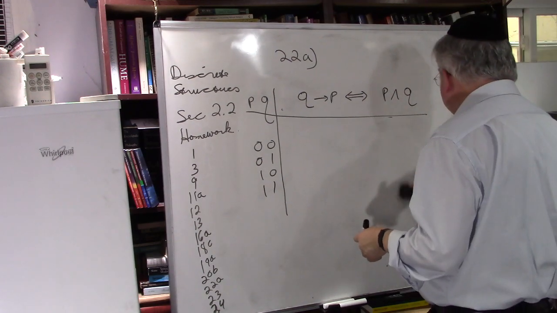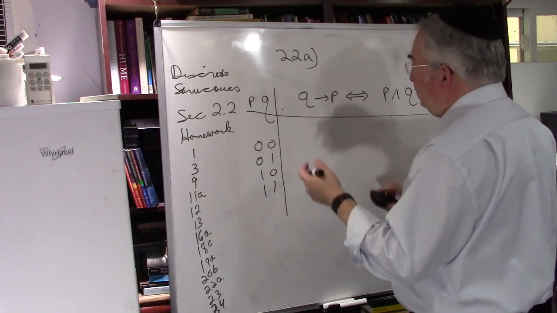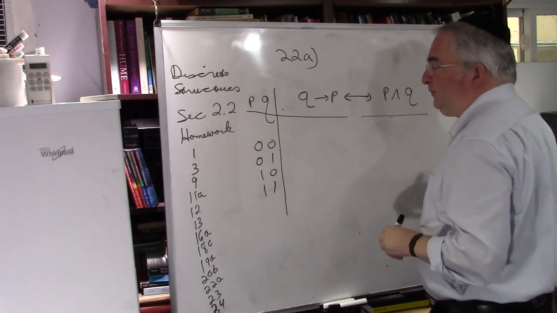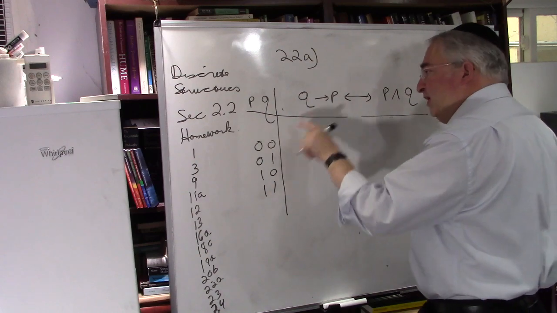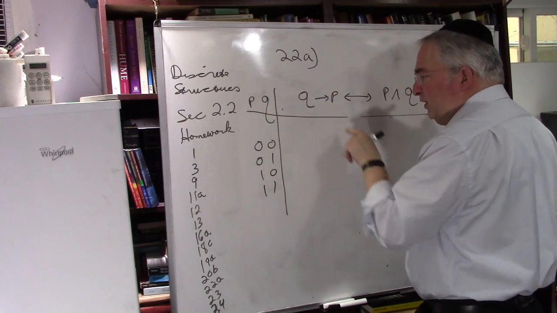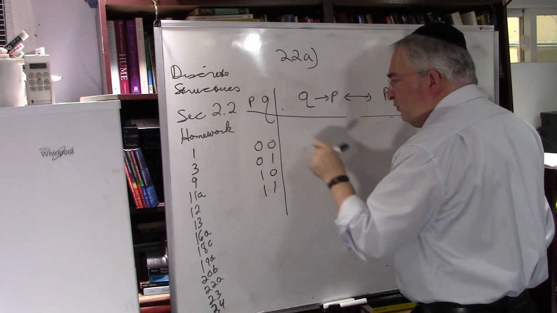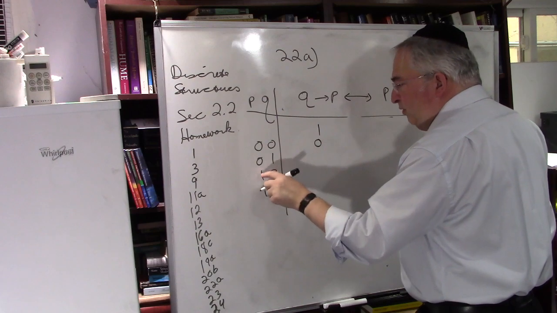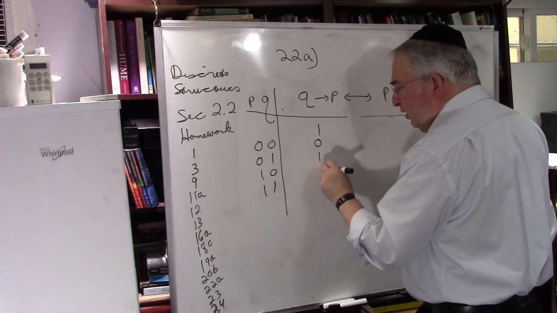So we don't know the answer here, and we do know the answer. The answer is it's not. But the way we do it is we make a truth table. Okay, so let's do this. Now notice this is going the other way. So here's P, here's Q, but we're going the other way. So watch this. 0 arrow 0 is 1. 1 arrow 0 is 0. 0 arrow 1 is 1. 1 arrow 1 is 1.